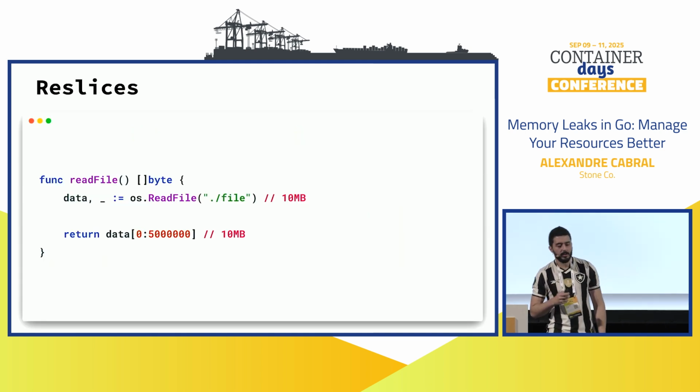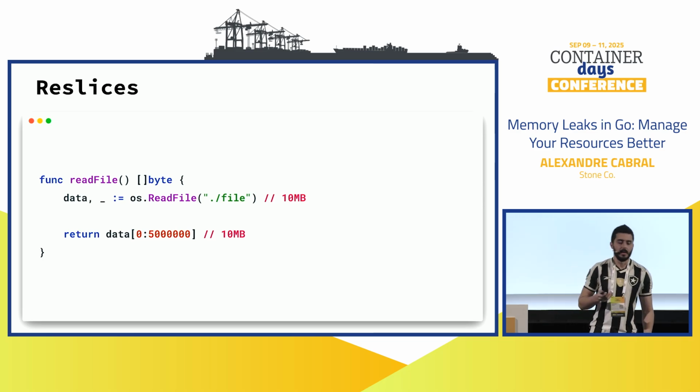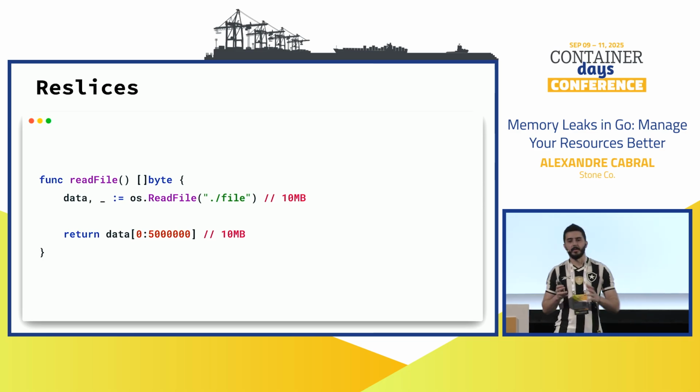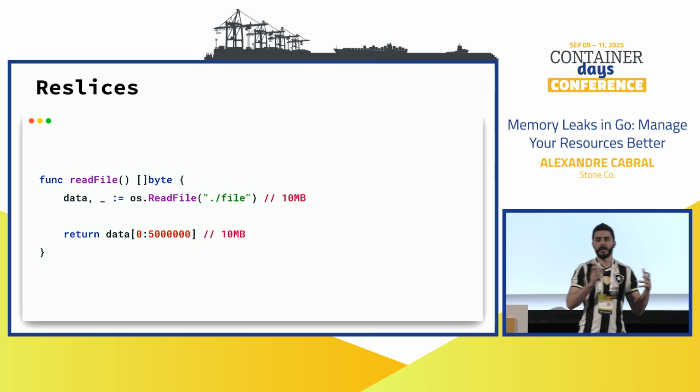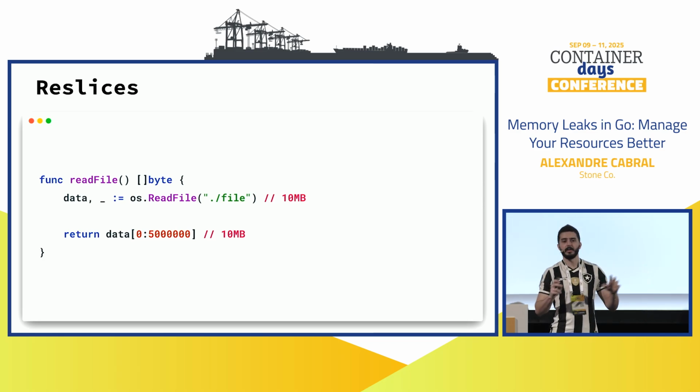So when we do this kind of reslice, this is something very dangerous because, in this case, what we are doing is reading a file. So it returns a slice of bytes. But actually, in this situation, I just need half of the file. I don't need the whole file. So I'm doing the reslice from 0 to 5 million.